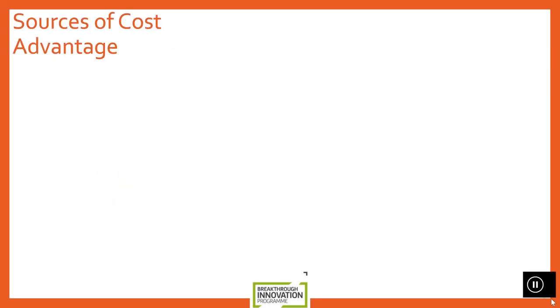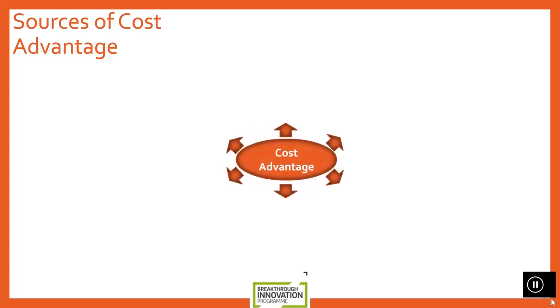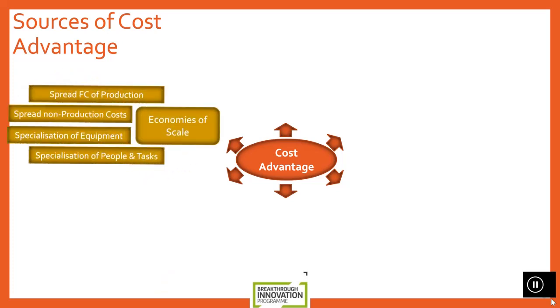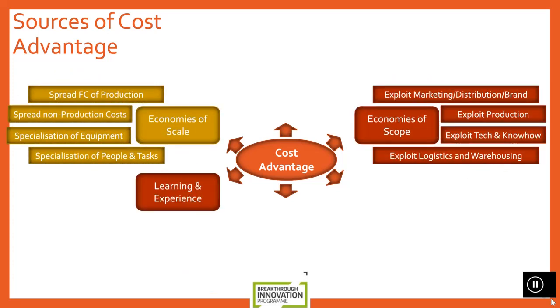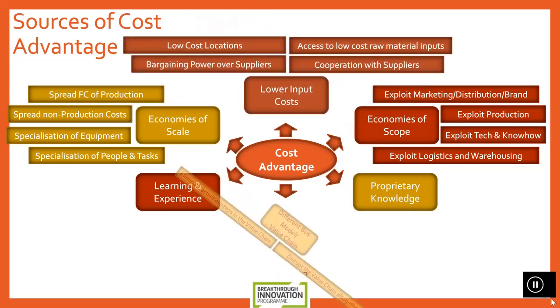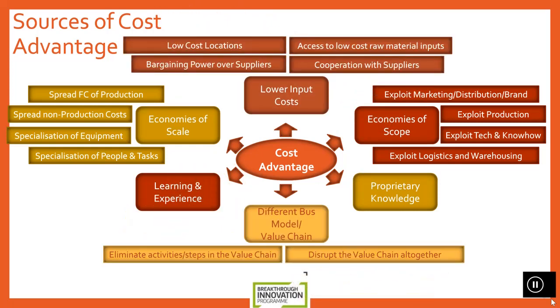So what are the sources of cost advantage? There are 6 primary sources: economies of scale, economies of scope, learning and experience, proprietary knowledge, lower input costs, and different business models or value chains. Let's look briefly at each in turn.